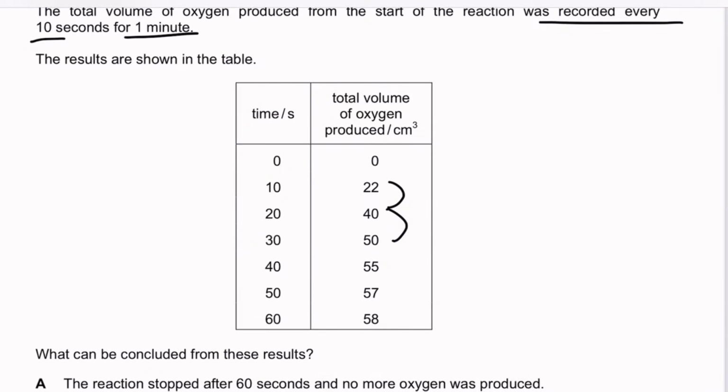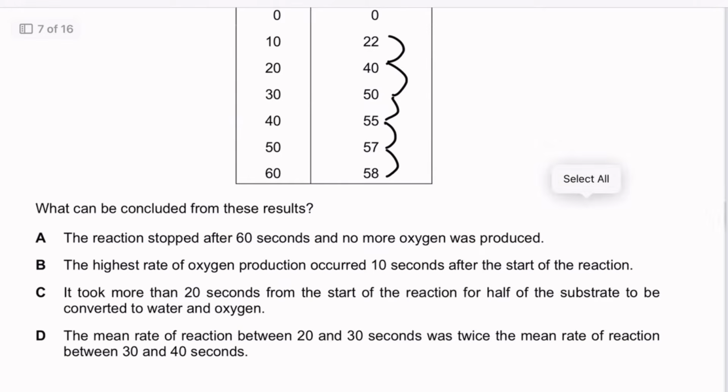And so the rate is going to slowly start to decrease. We're still producing oxygen, but at a much lower rate. Here you can see how the difference is only 1 from here to there. So what could be concluded from the results?